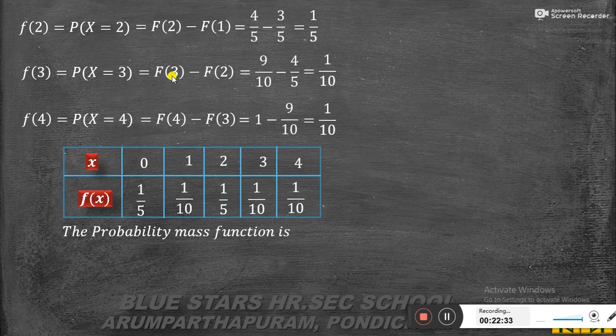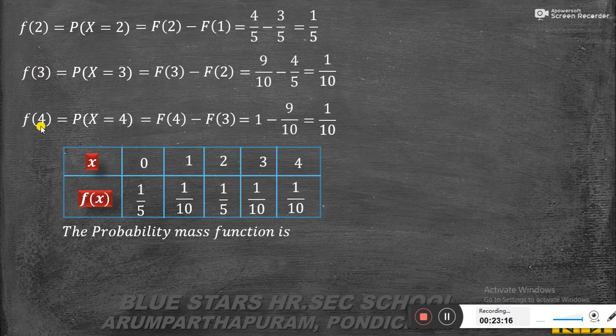Next f of 3. The probability of x equal to 3 means f of 3 minus f of 2. So we know the f of 3 value is 9 by 10 minus the f of 2 answer, which is 4 by 5. So we take the LCM 10 as the common denominator. The first term has denominator 10, but the second term has denominator 5 only, so we convert it into 10. Multiply and divide by 2. 2 by 2 means 4 2s are 8, 8 by 10. Therefore 9 by 10 minus 8 by 10, that means 9 minus 8 over 10, which is 1 by 10. This is the answer for f of 3. f of 3 equals 1 by 10.